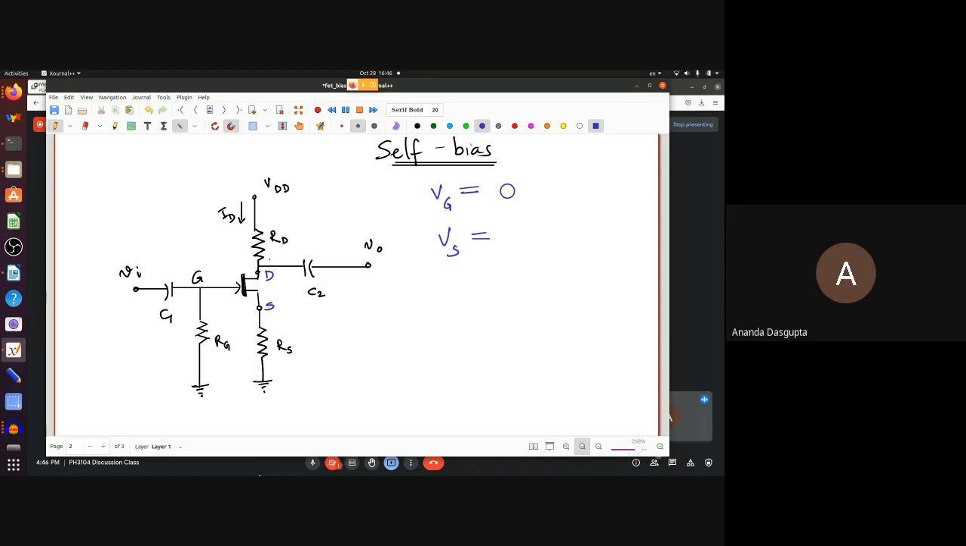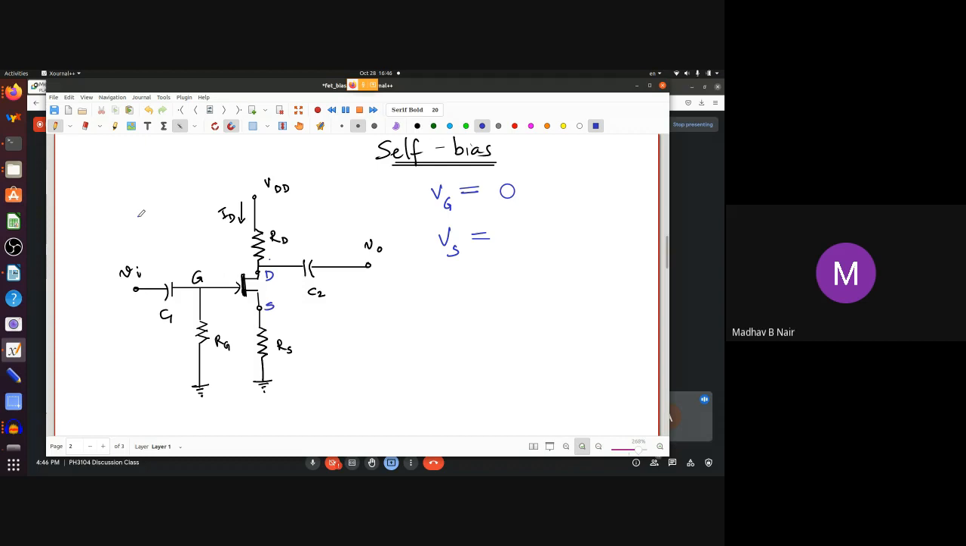ID is the current flowing into the drain. That's it. How much flows through the gate? Again, there are 3 ends, right? Drain, source, and gate. ID flows into the drain. How much flows through the gate? I'm repeating myself, but this is important.